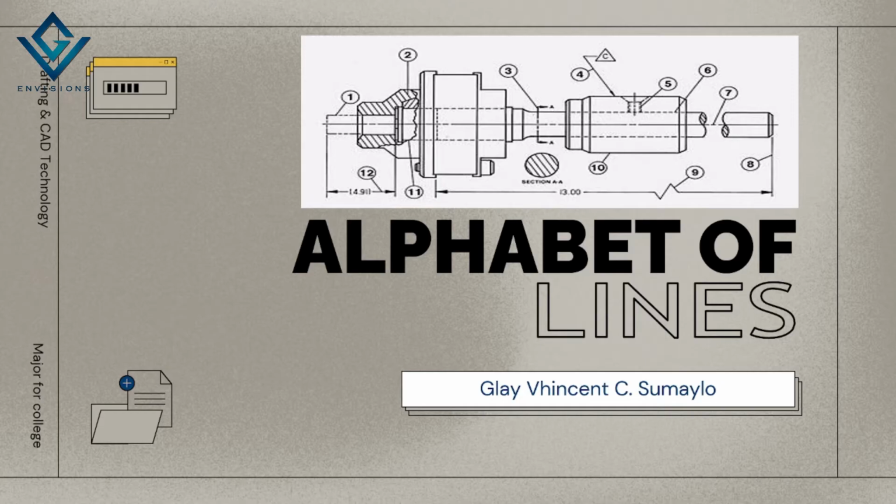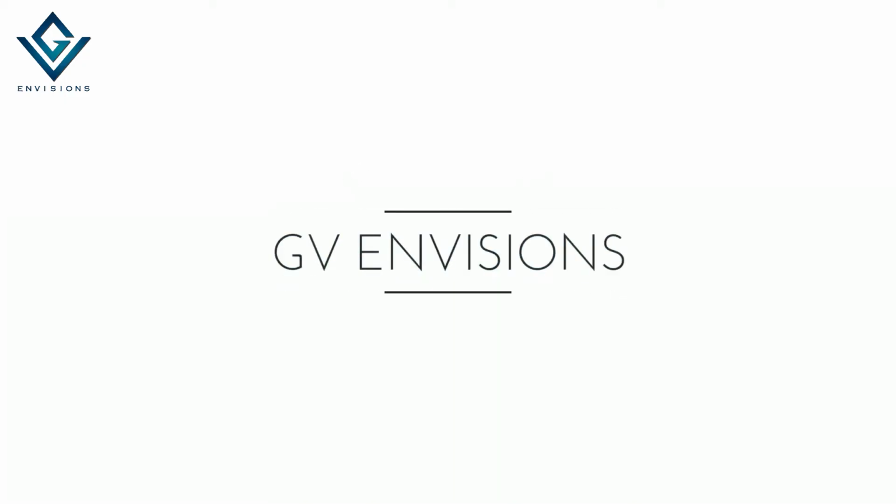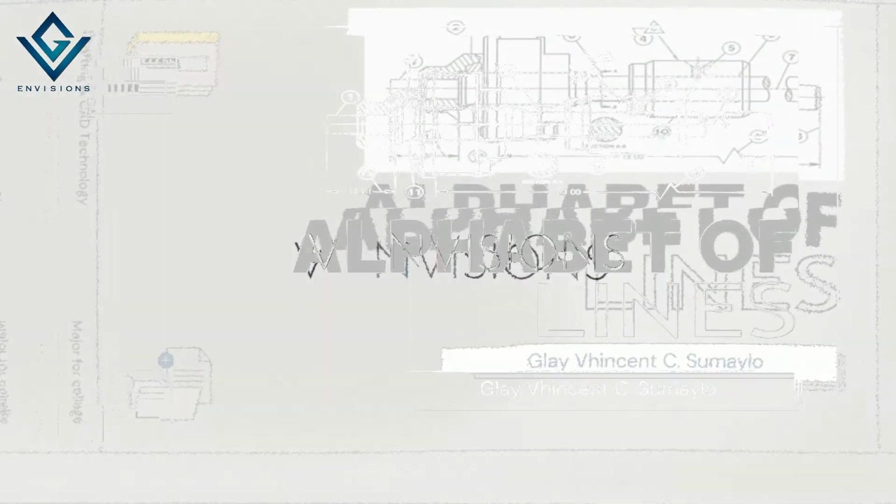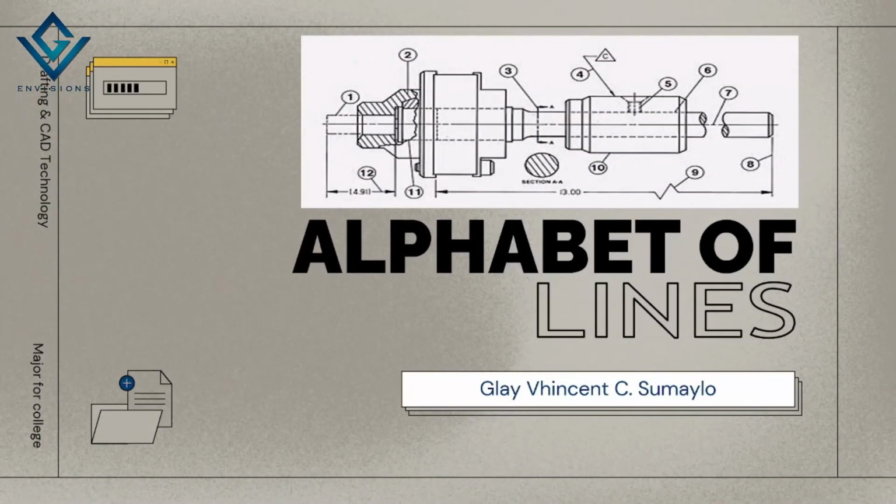And for today's video, I will be teaching you about the alphabet of lines. Alright, so alphabet of lines refers to the symbols used in technical drawing. The use of line symbols enables engineers or designers to express the features of design products clearly and accurately.